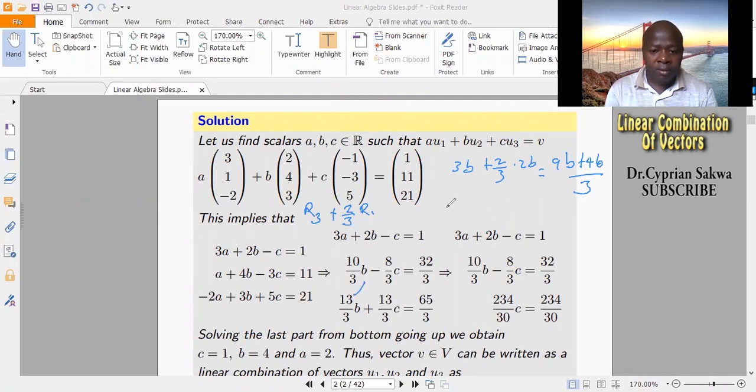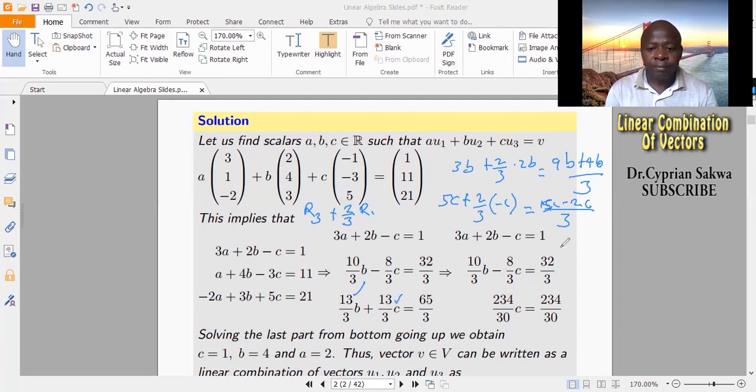And then in this position, I have 5C plus 2 over 3 of the element in row 1, which is negative c. So the LCM is 3, and this will be 15c minus 2c. 15c minus 2c will be 13c over 3. That is what I have there.